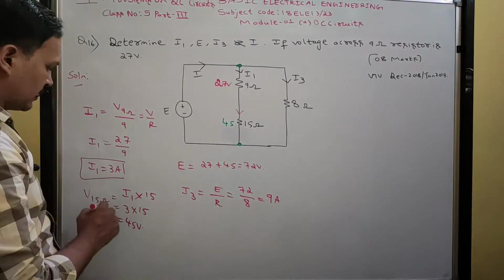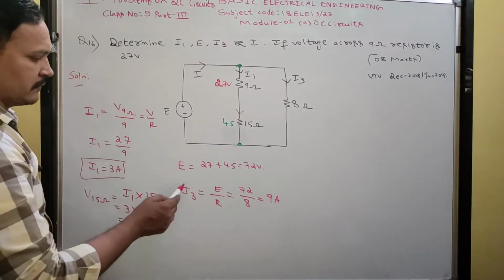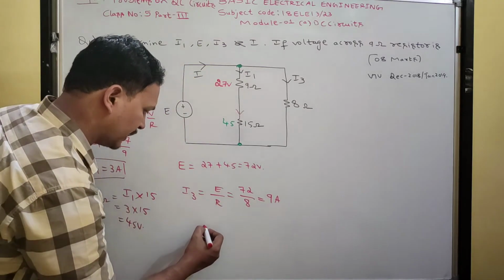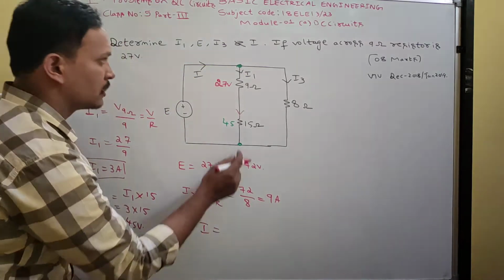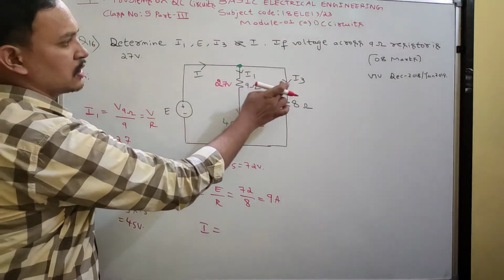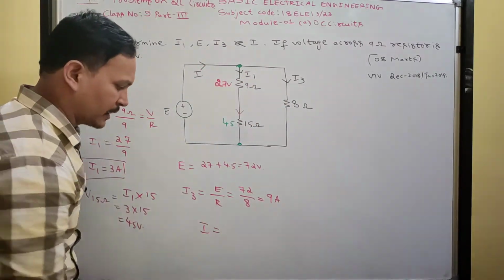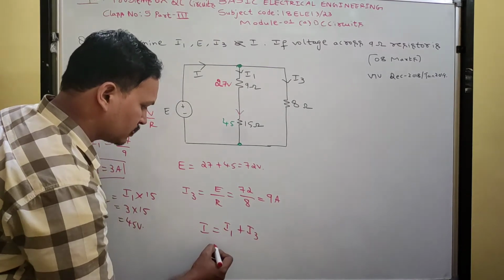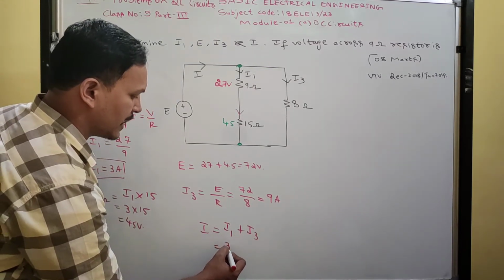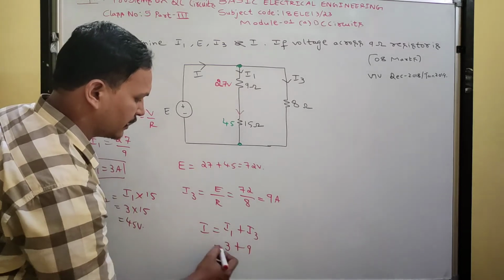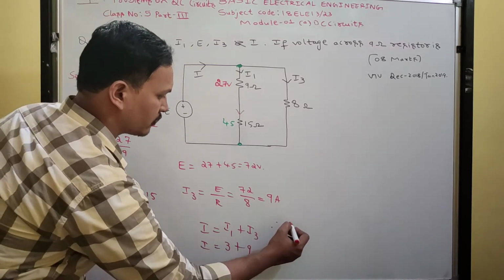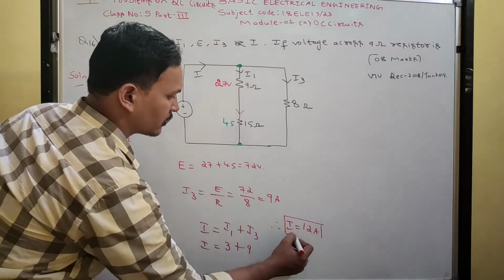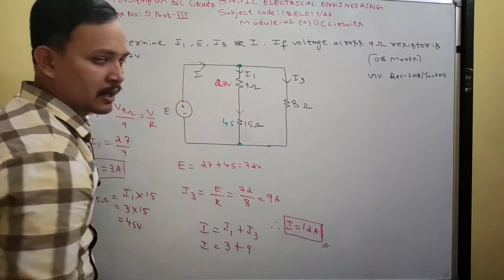So we calculated I1, then we calculated E, then I3. What is left? I. So I can be calculated as, since these are parallel branches, the addition of these two currents gives the supply current. I is equal to I1 plus I3. So what is I1? 3 ampere. What is I3? 9. So therefore the supply current is 12 ampere.